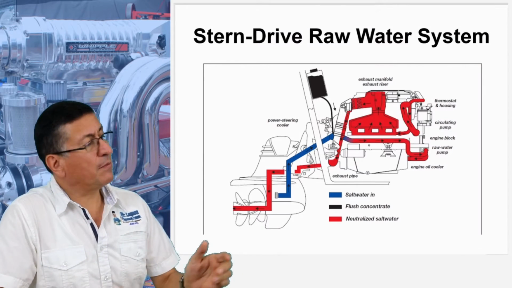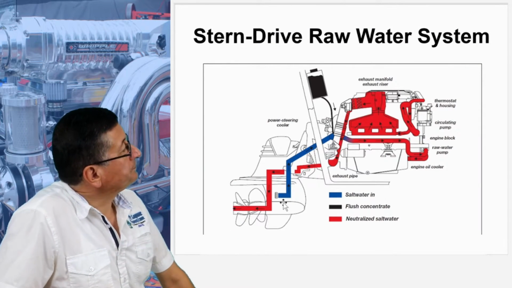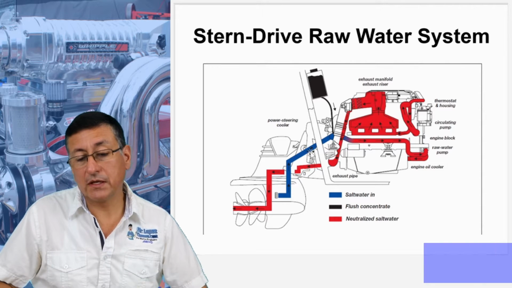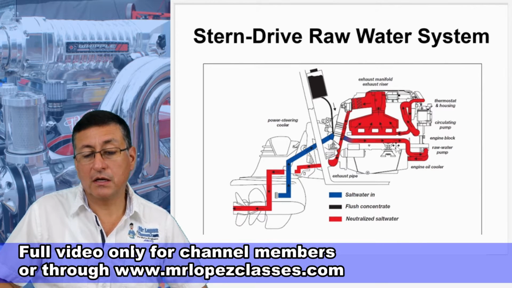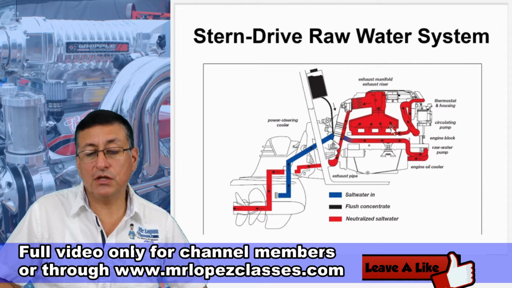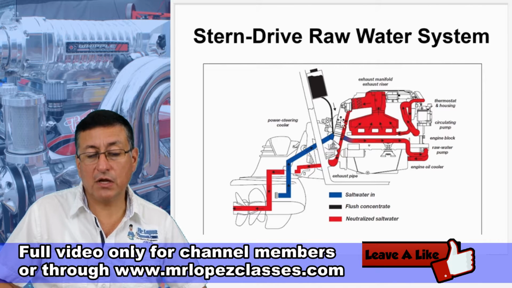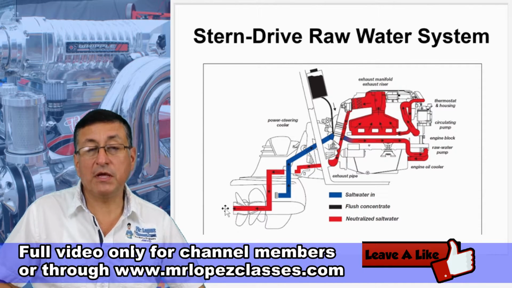In this particular example, we have the raw water system. Raw water enters here, circulates to the block and the head, returns into the exhaust manifold, and goes out in the middle of the propeller.